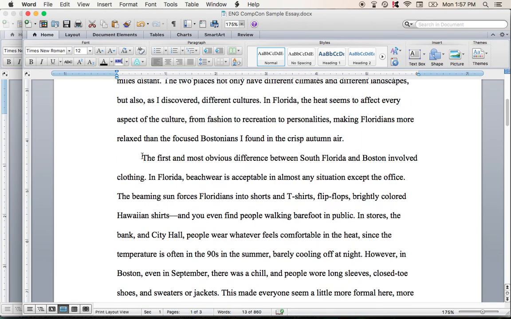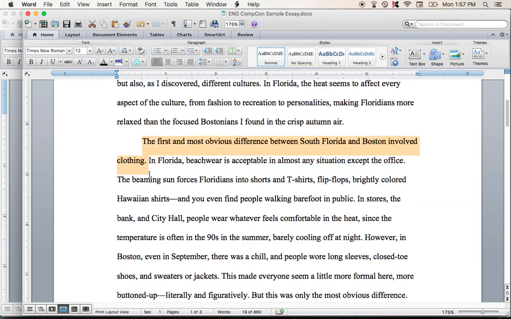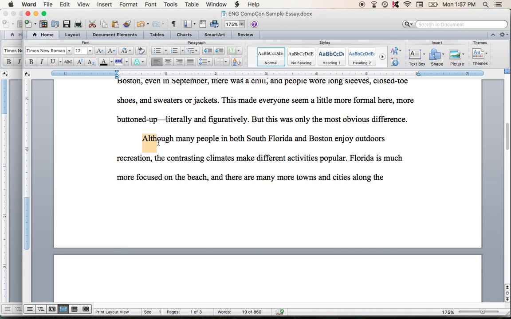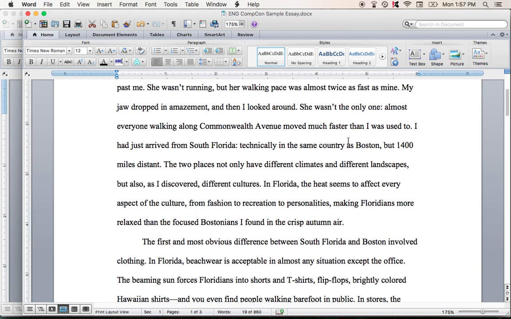They help to support the thesis statement in the introduction. So here are two topic sentences. The first and most obvious difference between South Florida and Boston involved clothing. Although many people in both places enjoy outdoor recreation, the contrasting climates make different activities popular. And here is the thesis statement. The two places not only have different climates and different landscapes, but also, as I discovered, different cultures.